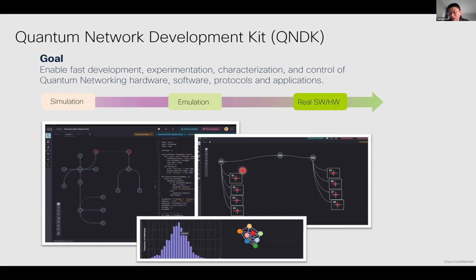And all these technologies we discussed are now under the Cisco Quantum Network Development Kit. This is a software platform that we want to build for quantum simulation and quantum emulation, and to connect all these into our real hardware and software within one single toolbox. Our software team is currently working on this application, and we are trying to connect all the hardware and software we are working on into this platform, so that our users can leverage it to do their own simulation or emulation.